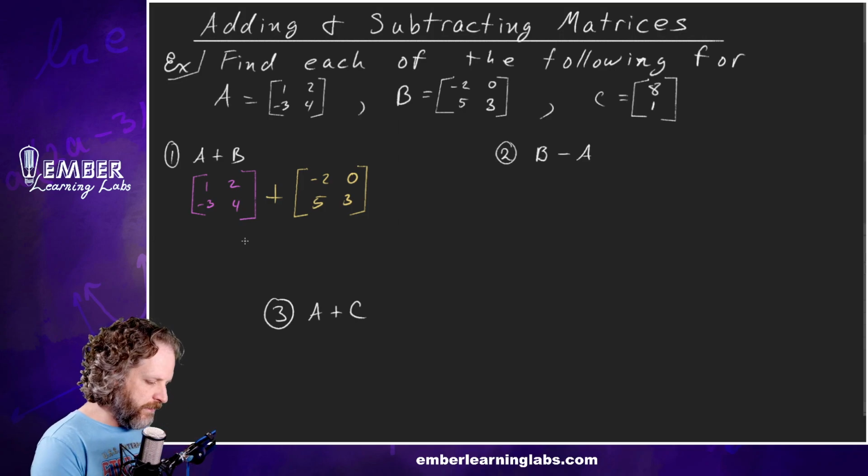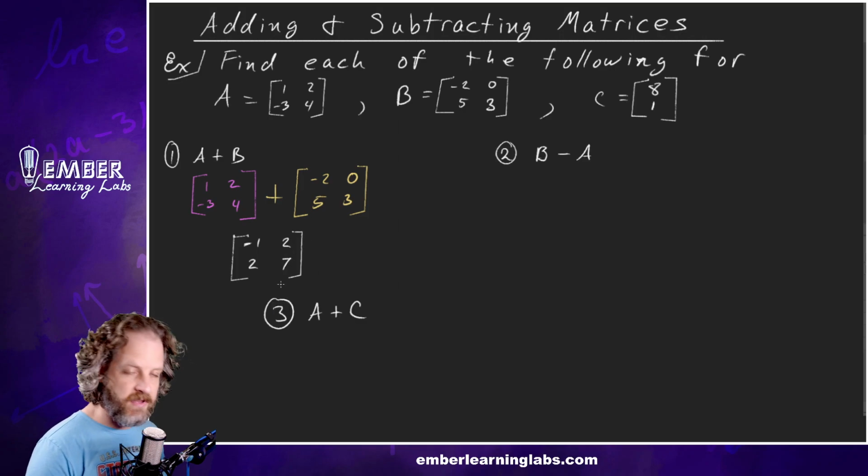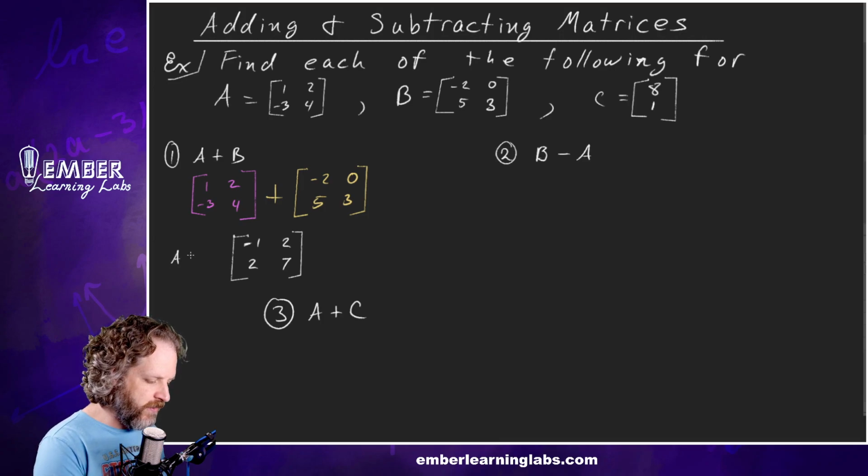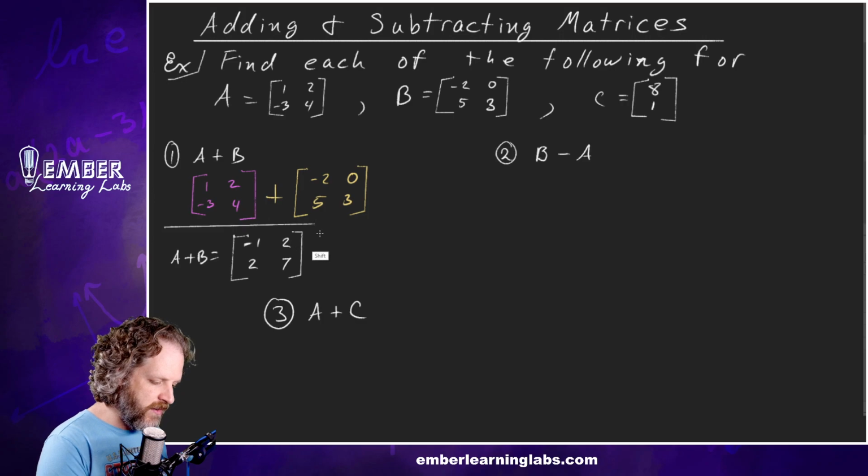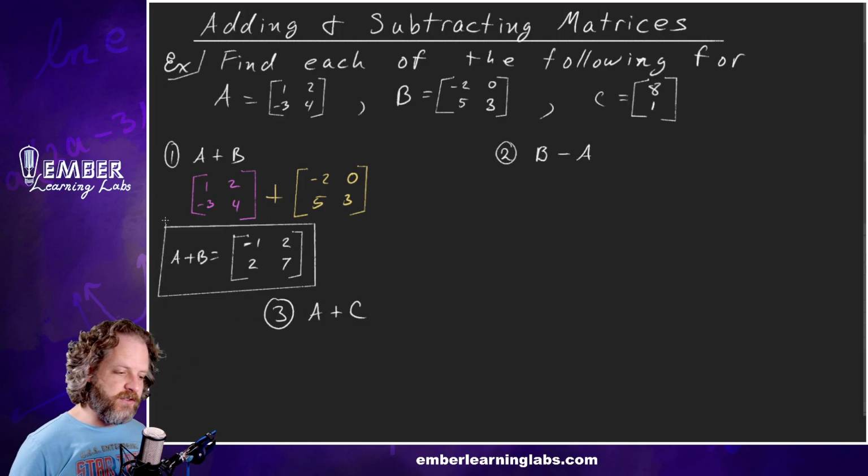And so you do them each in each individual space. So 1 plus -2 is -1. 2 plus 0 is 2. -3 plus 5 is 2. 4 plus 3 is 7. It's that simple. So this right there is A plus B. That matrix right there. Okay, see what we do there? So let's do the next one.